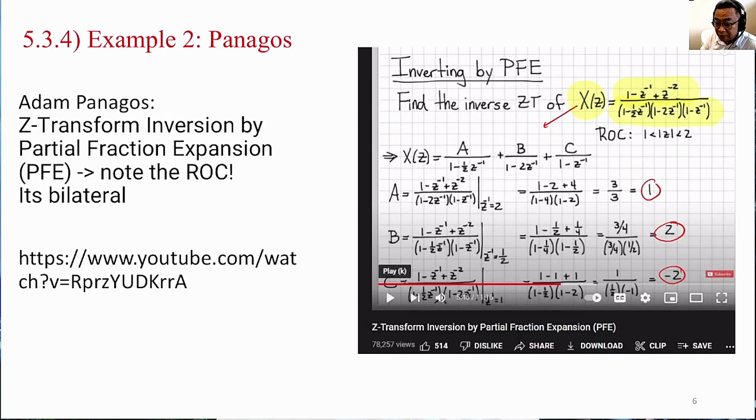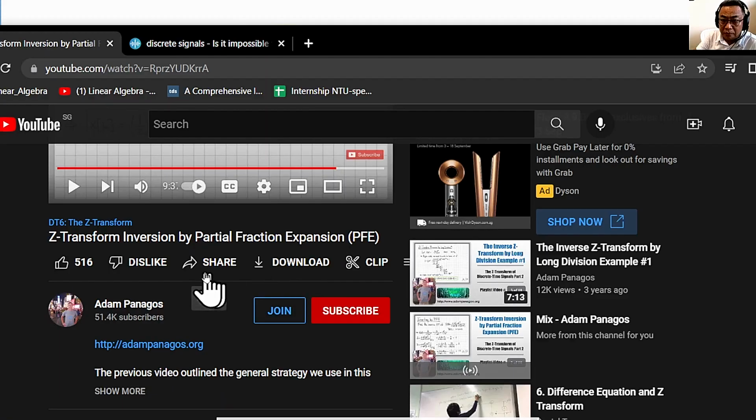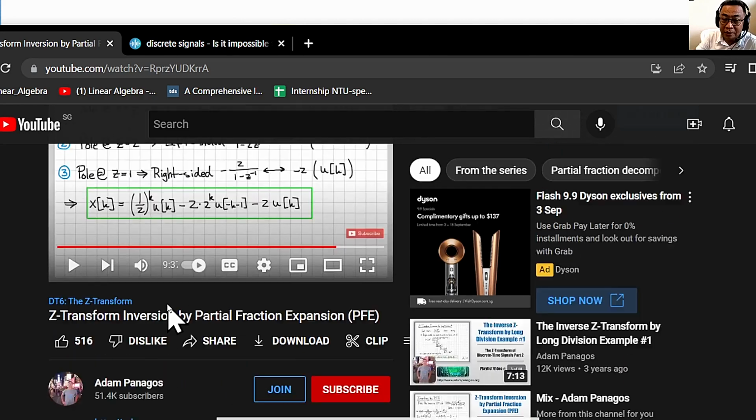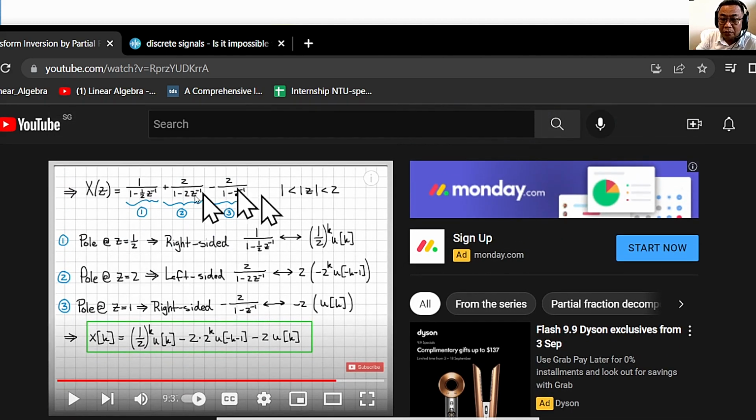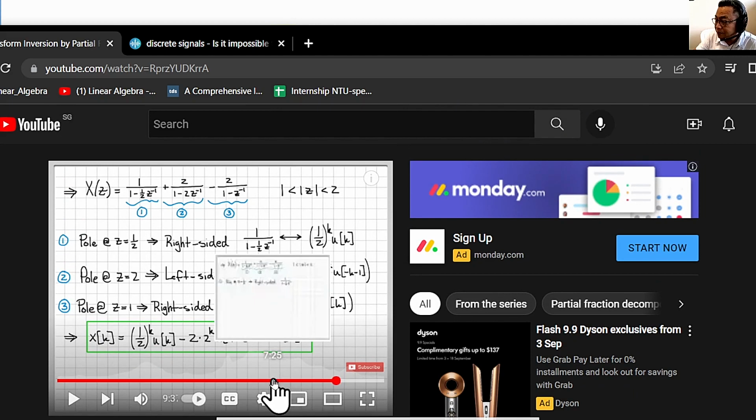This is example 5.3.4, where I'm going to use Panagos' example. This is the link, and you just need to Google Panagos Z transform inversion. Here is the example. Panagos has a very nice and comprehensive signals and systems channel as well as linear algebra. So we are going to do this example over here.